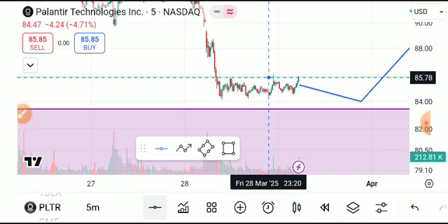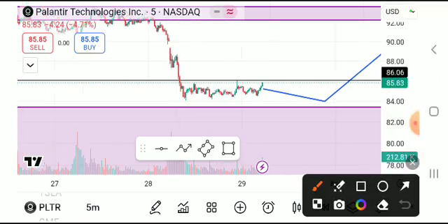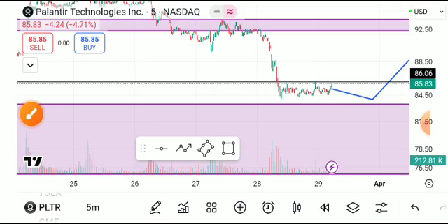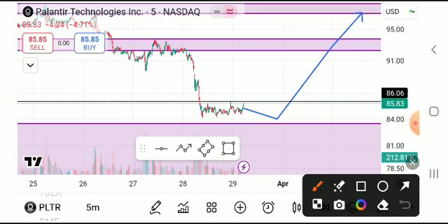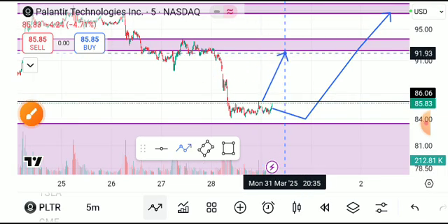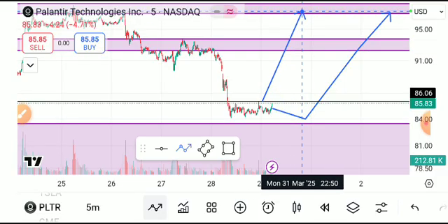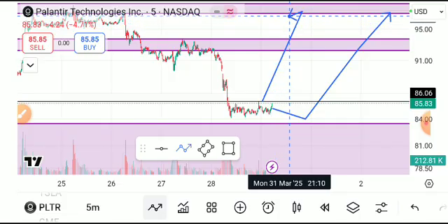Here we have our first resistance of 86, and once the stock breaks this resistance level, then from this level we can see a clear upside move in the stock. And if the stock breaks this level, then we expect our first target till the level of 92. And if the stock breaks this level, then we can expect our next target till the levels of 95 to 96.